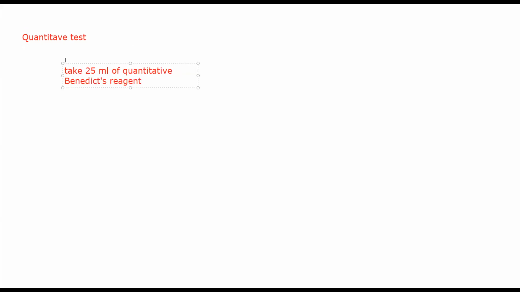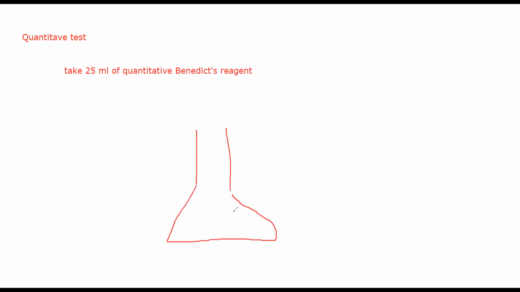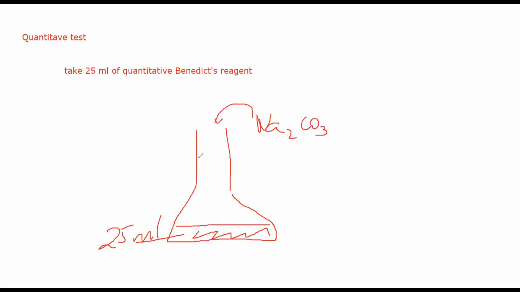ठीक है, you will take it in a conical flask. Okay, and to this you will add sodium carbonate. You will add crystals of sodium carbonate. So you are taking it in a conical flask. ऐसा रहता conical flask. ठीक है, इसमें you have 25 ml of Benedict's reagent. Now to this you are adding a few crystals of sodium carbonate, roughly around 15 grams. Okay, a couple of crystals.